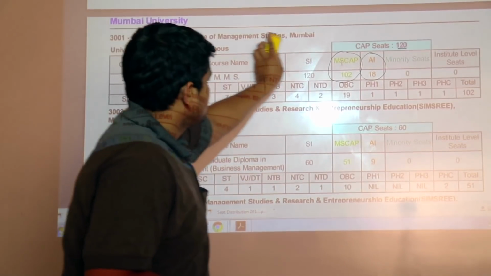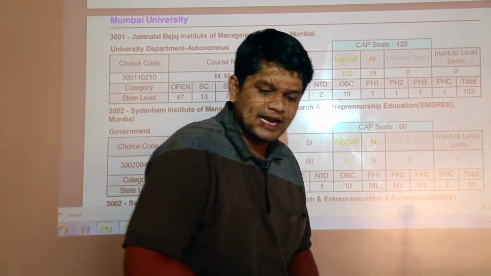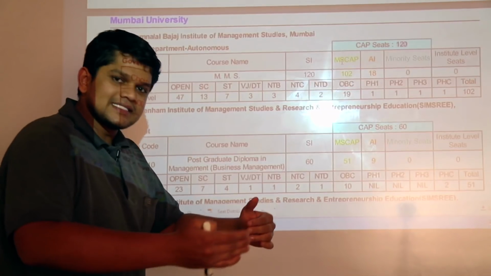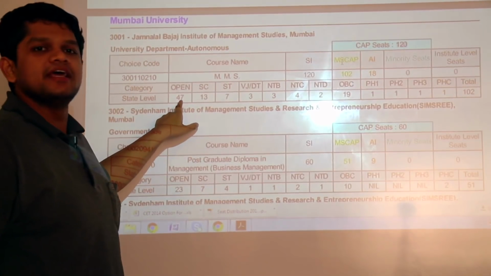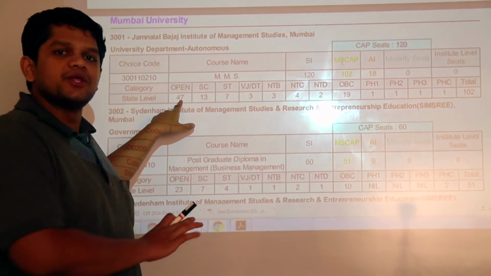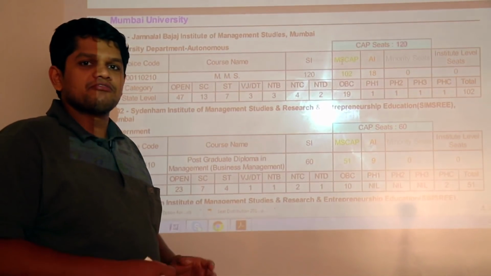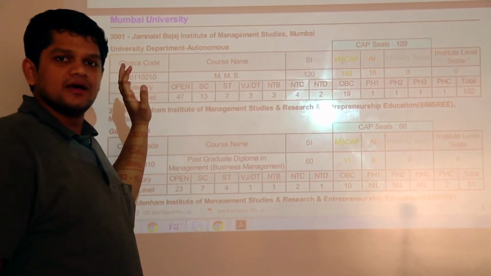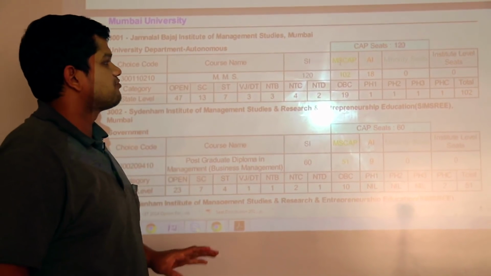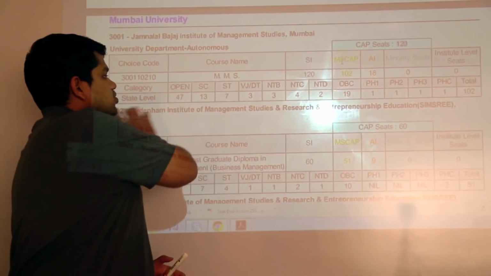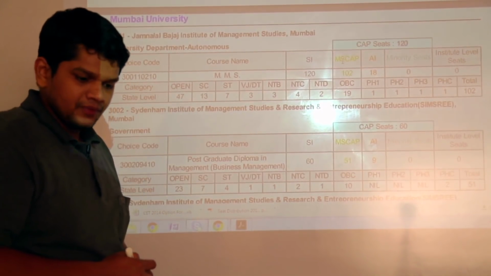So probably somebody with a state rank of inside 47 can definitely be assured that you will get into a JB. But somebody with a state rank of 60, 65, I could not actually be able to comment at this point of time whether those students will get into JB or not.